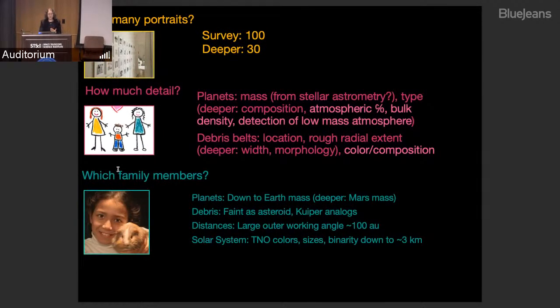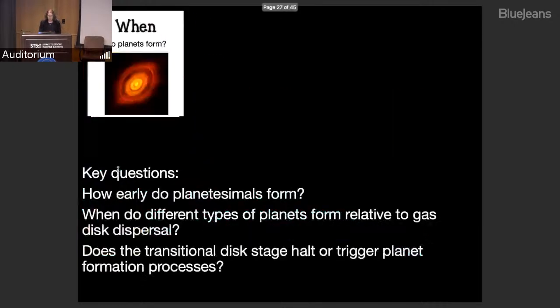Now for how much detail, we want even more detail about the planet from its spectra, things like atmospheric C/O ratio, bulk density, which probably means getting a radius somehow, detection of low mass atmospheres. For the debris belts, we want to know more about their color and composition.